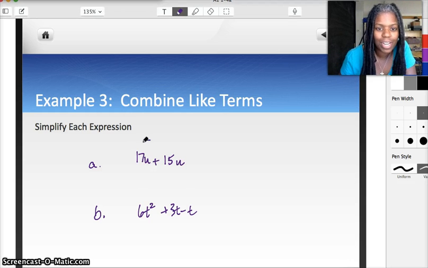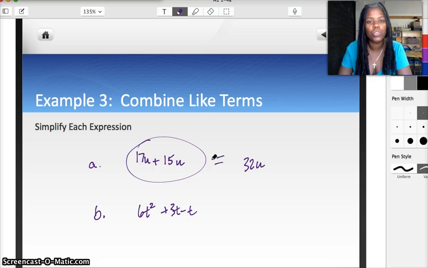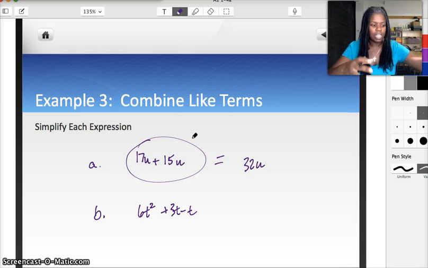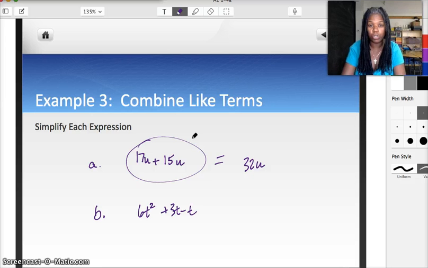So these are considered like terms, so I'm going to join them together by adding 17 plus 15. If I have 17 u's and then I have 15 u's all together, I have 32 u's, and I put it just like that. That's not u squared. I want you to think about it as if there's 17 u's and 15 u's, and you bring it all together, you still have 32 u's, not u squared.